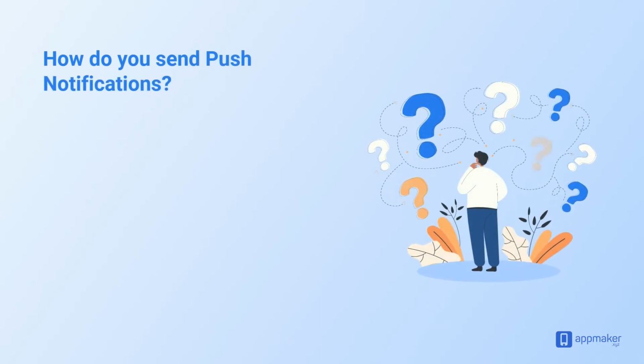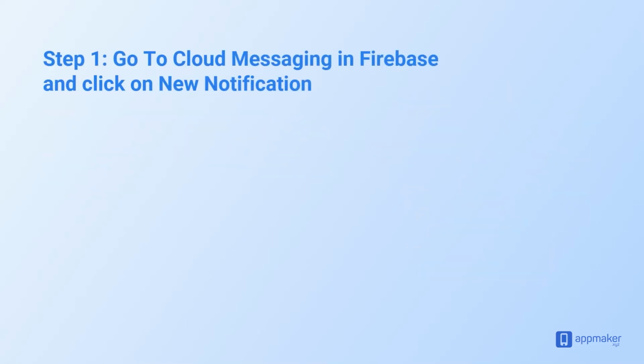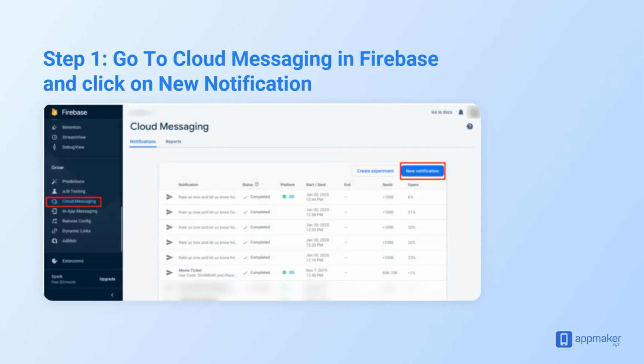Question: how do you send push notifications? At Appmaker, we create them using Firebase Cloud Messaging. The best part of sending push notifications through Firebase is that you can completely control your push and send it to your target audience. Let's have a look at the step-by-step process. Step 1. Go to Cloud Messaging in Firebase and click on New Notification.